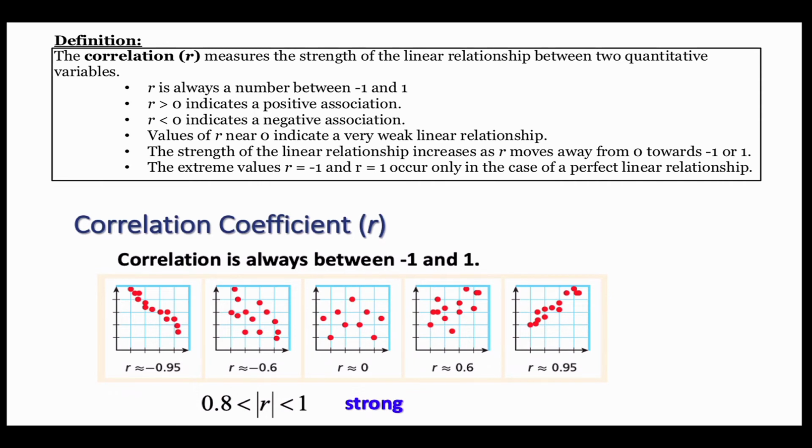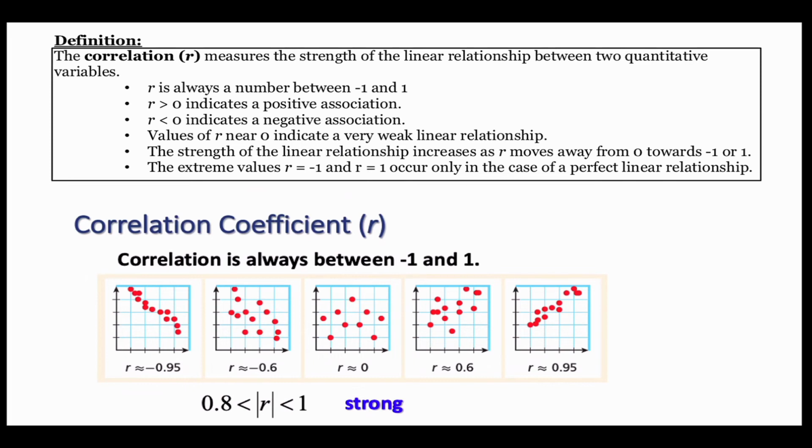Okay, but what is correlation? Correlation is almost identical to association. They're very similar. The difference with correlation is it's a number. It'll actually give you a number. Correlation measures the strength of the linear relationship between two bivariate data. So R is always between -1 and +1. It's never bigger than 1. It's never less than -1.